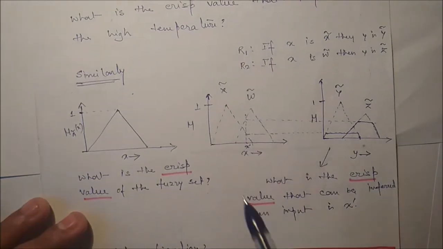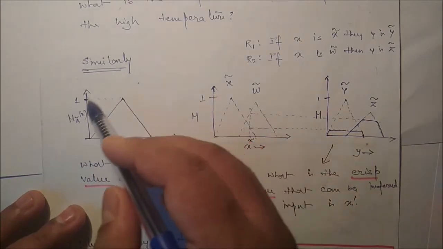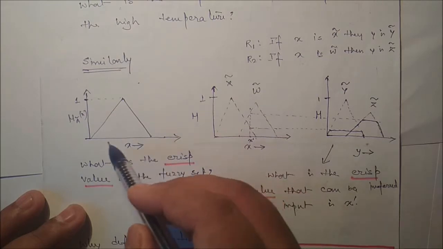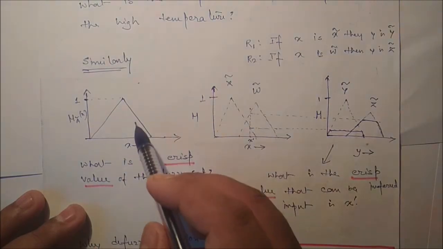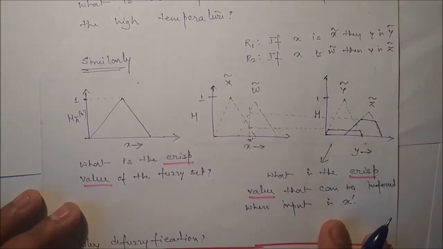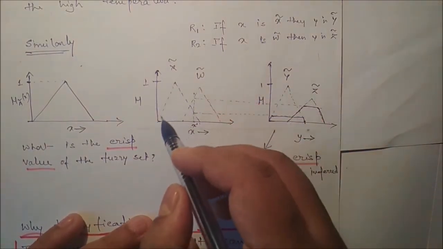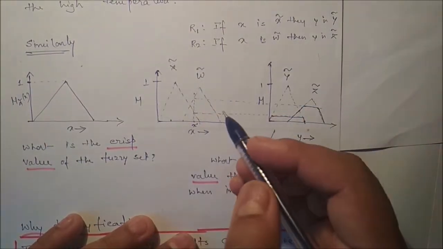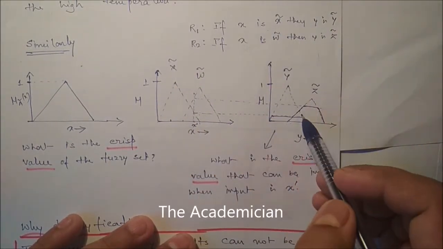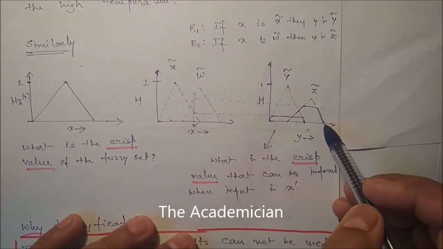So we can see here, this is our one fuzzy set. This is our membership value, and these are the elements. Now the question is, what is the crisp value of the fuzzy set? Can you get any crisp value from this particular fuzzy set? Now we can see here: if x is capital X, then y is capital Y. If x is capital W, then y is capital Z.